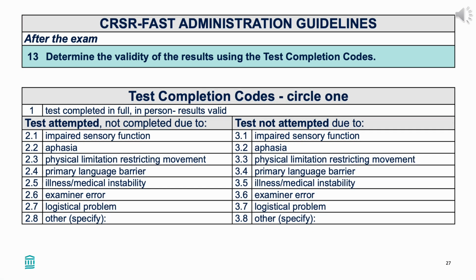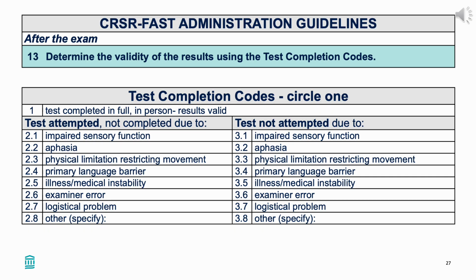After administering the CRS-R-FAST, the examiner must determine whether the results gathered are truly valid. This is where test completion codes, or TCCs, become essential. TCCs are used to indicate whether an assessment was valid or not. These codes are designed to help the examiner document any factors that might have influenced the assessment so that anyone reviewing the results later can understand the context and reliability of the findings. TCCs also allow the examiner to explain why a test might not have been completed as intended, or why the results might not fully reflect the patient's true abilities.